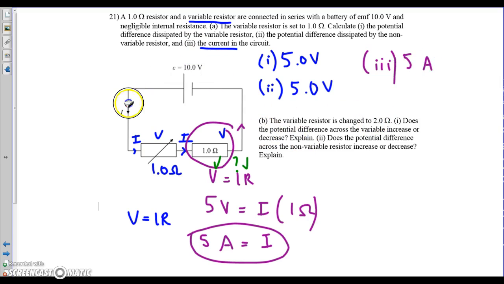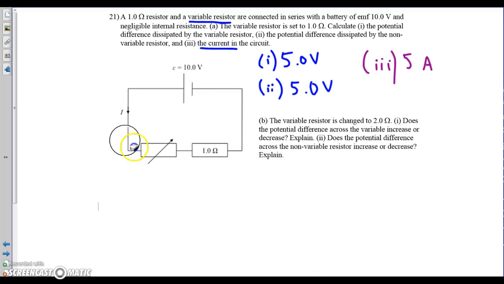Part B. The variable resistor is changed to 2 ohms. So now it has twice the resistance as this. Does the potential difference across the variable resistor increase or decrease? This resistor now has bigger resistance. This one now has less resistance. I'll call this resistor 1 and resistor 2. Although that's a little backwards. Let me call this one resistor 2 because it's 2 ohms, and this will be resistor 1 because it's 1 ohm.